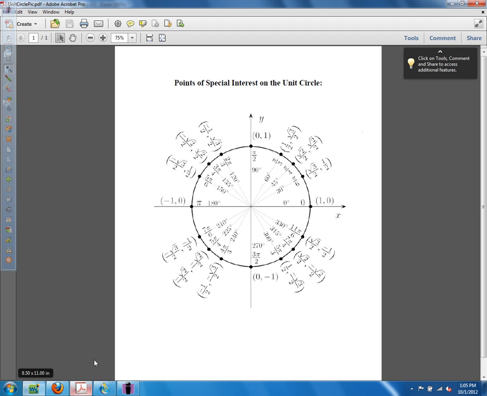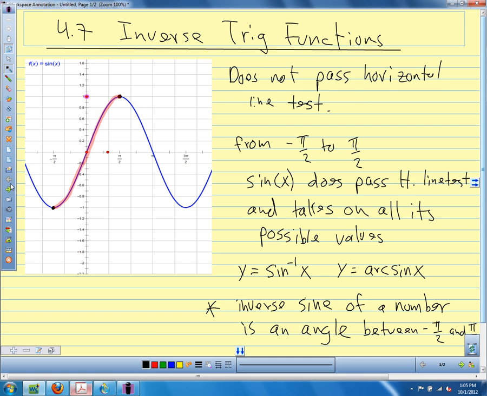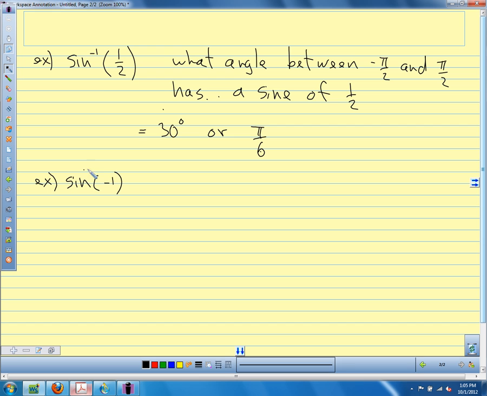Let's look at our unit circle. What's that? Not sine. I wanted to do inverse sine. Inverse sine of negative 1. So what angle between negative pi over 2 and pi over 2 has a sine of negative 1? It would be negative pi over 2.